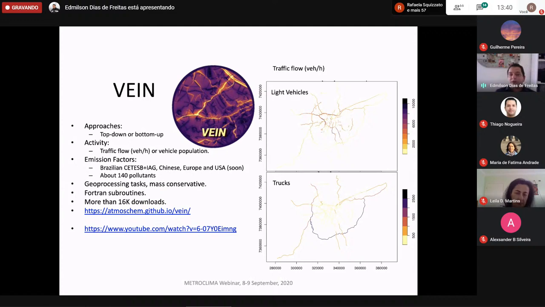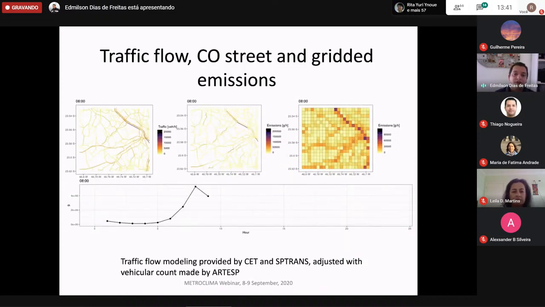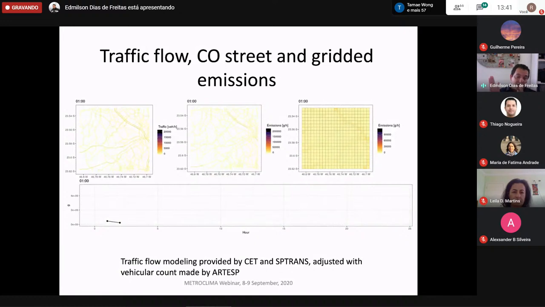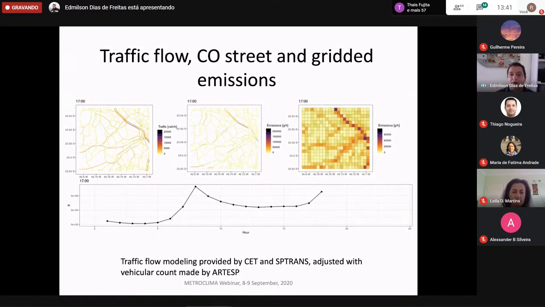The idea is to represent the emissions by the whole bunch of vehicles, light vehicles, trucks, buses and motorcycles, everything. So the idea of the model is to construct the emissions based on traffic simulation. This is an animation of the process that the model applies to represent the emissions. Here on the left side, you can see the traffic simulation, which is provided by CET and SPTrans, and it's updated based on the counts of vehicles made by Artaxo on some of the main roads nearby São Paulo.